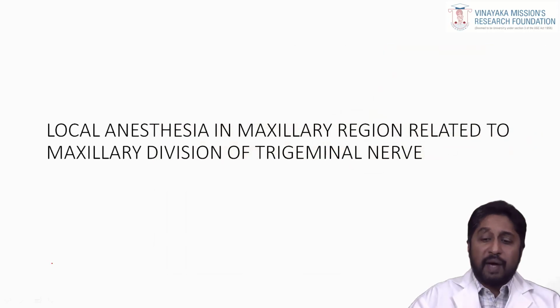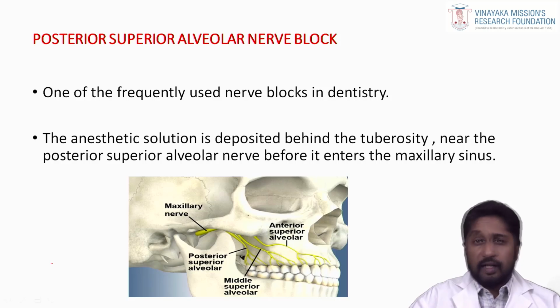Local anesthesia in the maxillary region is related to the maxillary division of the trigeminal nerve. So first I'll tell you about maxillary nerve blocks. There are totally about 5 maxillary nerve blocks. You have the anterior superior, posterior superior and middle superior nerve blocks. And when you come to the palatal side, you have the greater palatine and the nasopalatine. These are the 5 nerve blocks mainly available in the maxillary nerve.